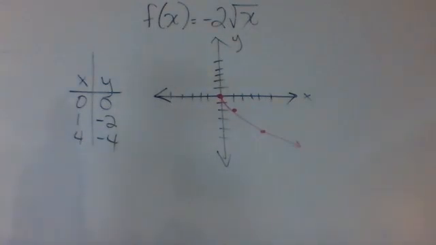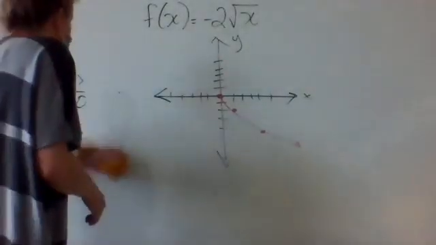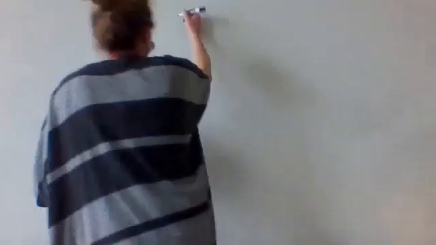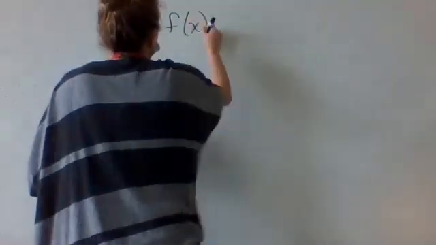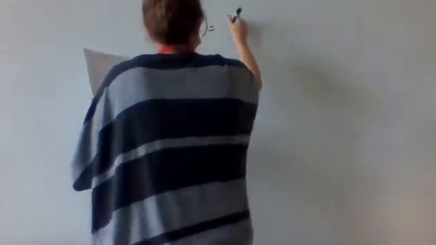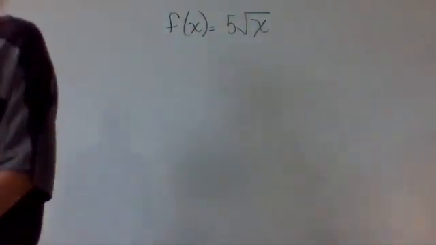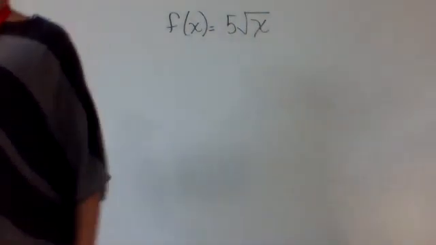And the good thing about 6.1 is there's absolutely nothing new from here on out. It's all doing the same thing. Plug it into your y equals, graph some points to get an idea of what the shape is going to look like. And then it's multiple choice from there. So let's look at number 4. Number 4 is going to look very similar to number 2, right? Because number 2 was 4 square root of x and this one's 5 square root of x.